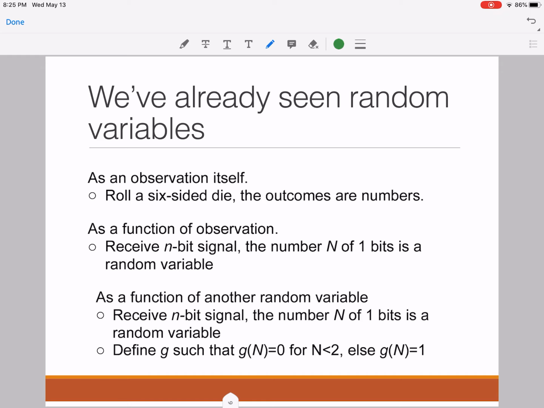You can also have functions of random variables. For example, I can define a function which takes on a value 0 if I get less than 2 bits that are equal to 1. Otherwise, that function is equal to 1 if I get a number of ones in an n-bit sequence greater than or equal to 2.